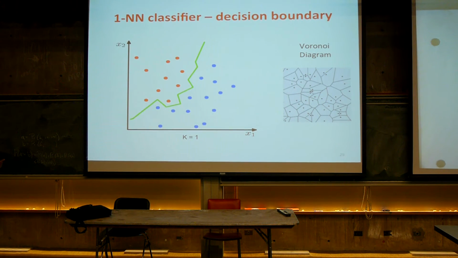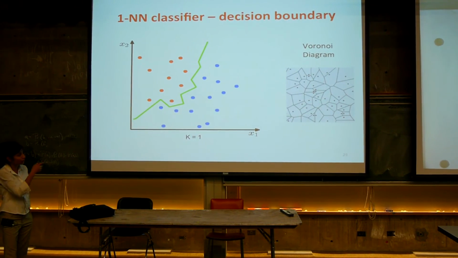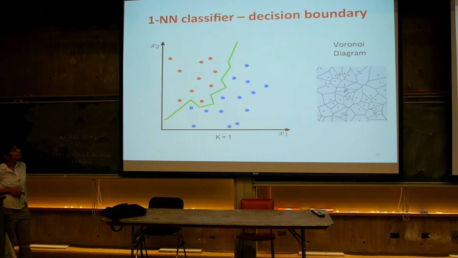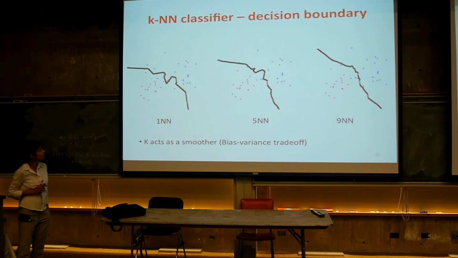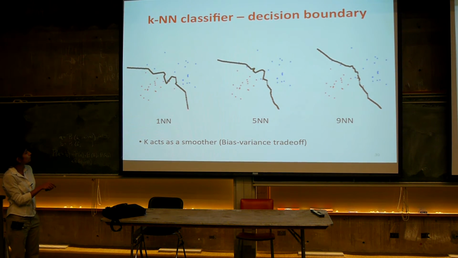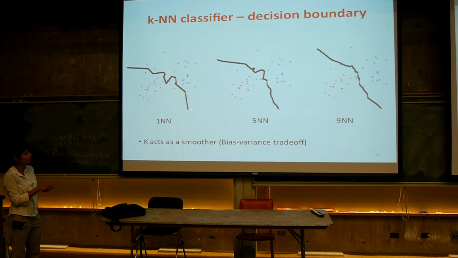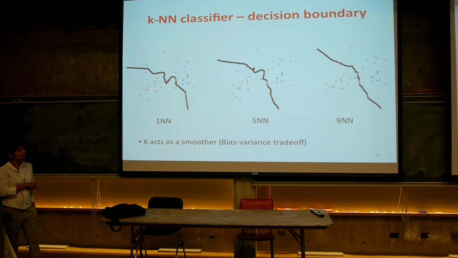Wherever the label changes, you're essentially tracking down the boundary of these Voronoi cells. Right. So here are some examples of some data set I generated, with 1 nearest neighbor, 5 nearest neighbor, and 9 nearest neighbor. And you can see that K kind of acts as a smoother, right? The boundary is a lot more wiggly here. It smooths out a little bit more as you go further.